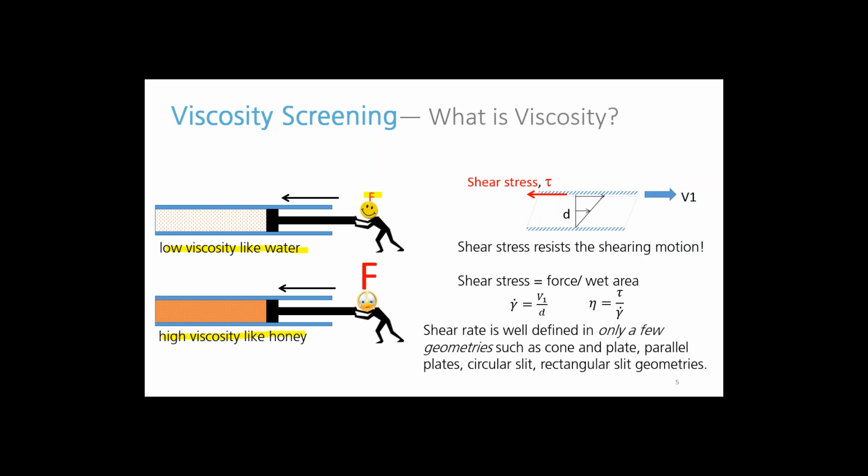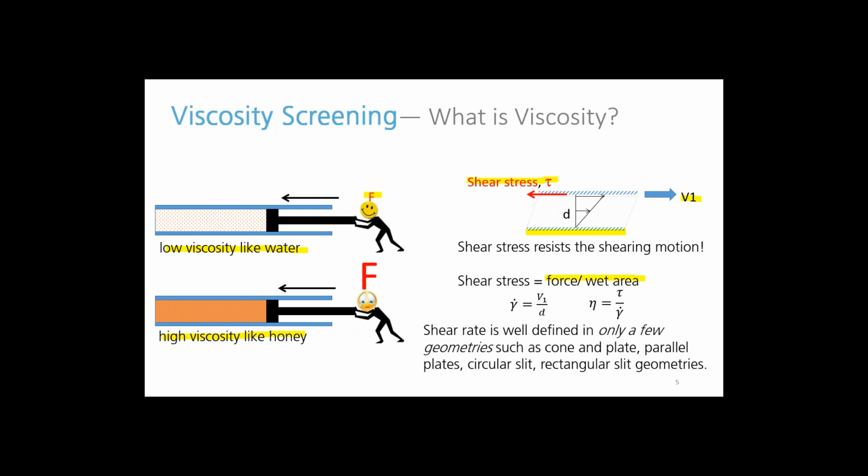From a rheological perspective, we like to define viscosity using an experiment that is called parallel plate shear, where we have two parallel plates. We're going to fix the bottom plate, and the upper plate we're going to move at a fixed velocity v1. Now the fluid is going to have some resistance to that movement, and to overcome that resistance we're going to have to apply a force on the upper plate. The shear stress is going to be defined as the force that we need to apply to keep that velocity v1 divided by the wet area.